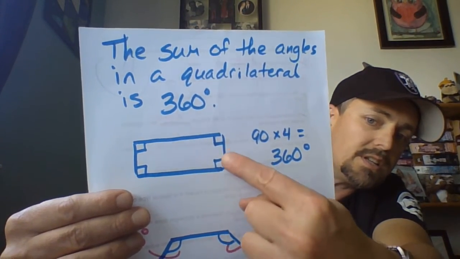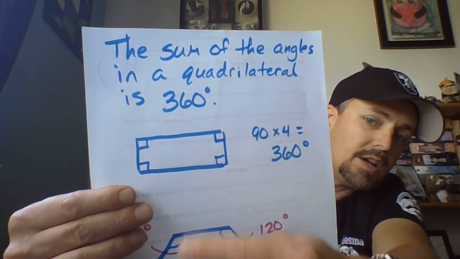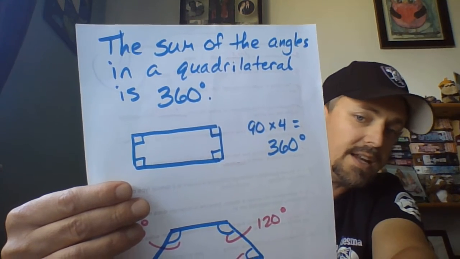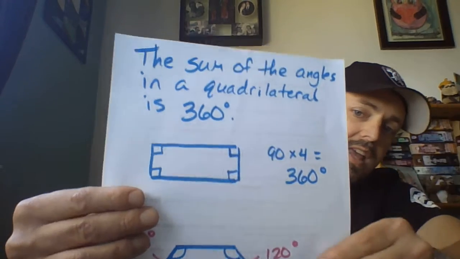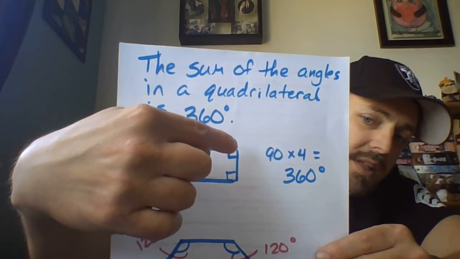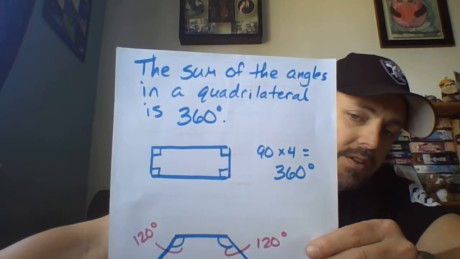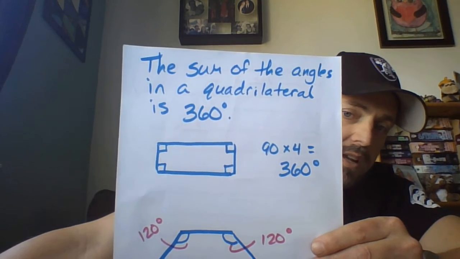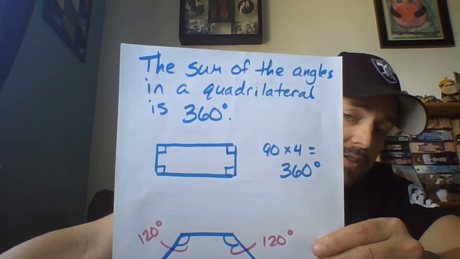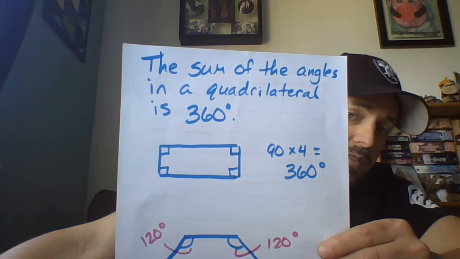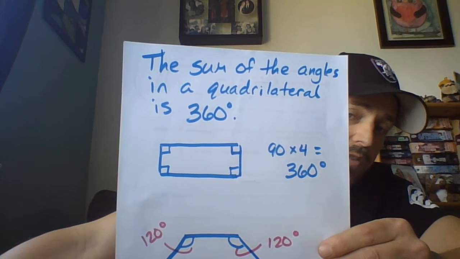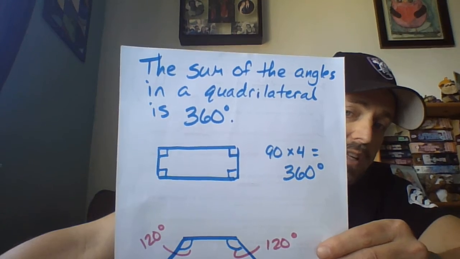This is your standard rectangle here. You can see each corner is 90 degrees: 90 plus 90 plus 90 plus 90, or 90 times 4, is 360. And take a look at what I said the other day. If you cut this rectangle in half, you would get two triangles, and that would be 180 degrees in each of those triangles. So the sum of the interior angles in a quadrilateral is 360 degrees.